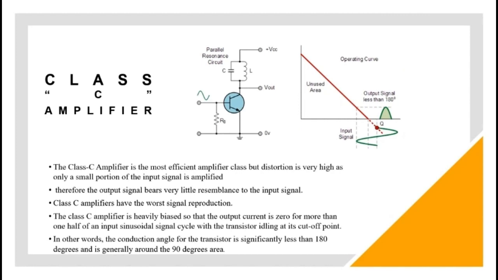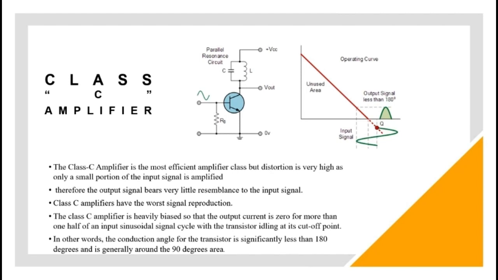Class C amplifier. The class C amplifier is the most efficient amplifier class, but the distortion is very high as only a small portion of the input signal is amplified. Therefore, the output signal bears very little resemblance to the input signal. Class C has the worst signal reproduction.